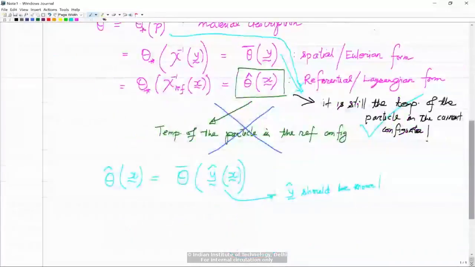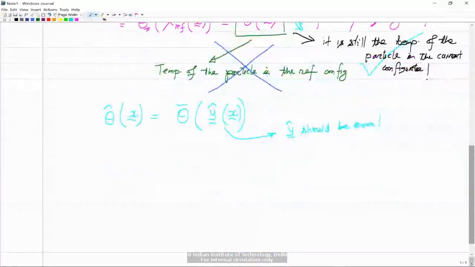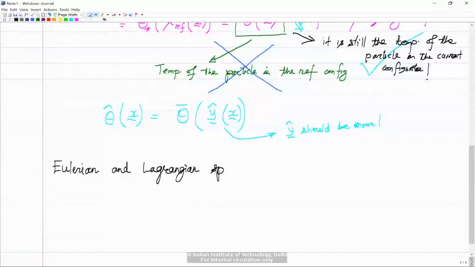We can now move further. Of course, the next thing that comes to our mind is what are called Eulerian and Lagrangian spatial derivatives. These are two separate things.